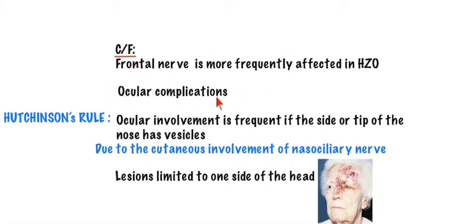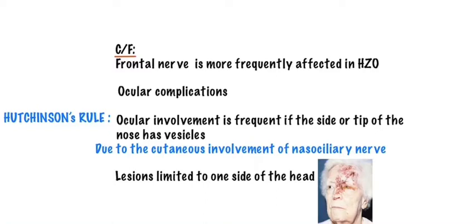And there will be ocular complications after this disease. The clinical features also include Hutchinson's rule, which says there will be ocular involvement if the side or tip of the nose has vesicles. That is, if the side or tip of the nose has any vesicles caused by the herpes zoster virus, there will also be ocular involvement.